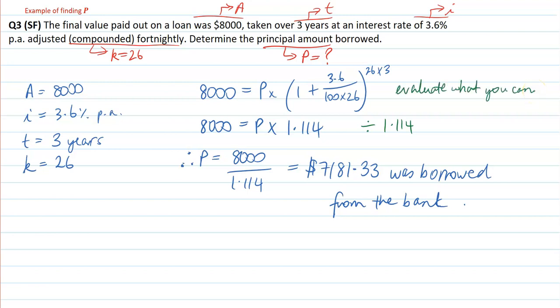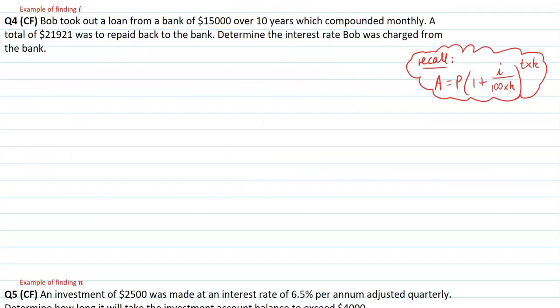Now let's move on to question 4. Okay, so we have Bob taken out a loan from a bank of $15,000 over 10 years, which compounded monthly. A total of $21,921 was repaid back to the bank. We need to determine the interest rate he was charged from the bank. So first steps would be identifying the information we got given.